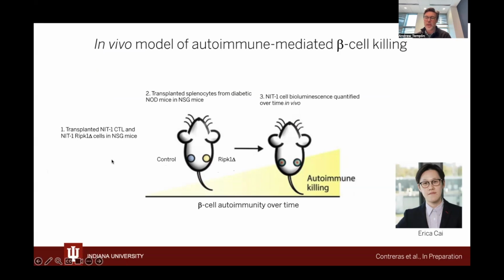studies are ongoing. But essentially what we are doing is we're taking NSG mice and transplanting our control or RIP1 gene-edited cells on opposite flanks of the mice. We then isolate splenocytes from diabetic NOD mice and transplant those diabetic splenocytes into our NSG mice carrying the grafts. By the way, the grafts also express luciferase, so we can visualize and quantify the abundance of these grafts over time following administration of the splenocytes.